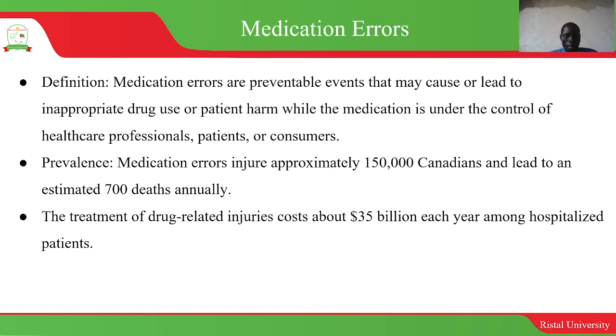drugs. Okay. Some records here also about medication errors: they injure approximately 150,000. These are data in Canada, and also led to an estimated 100 deaths annually. So you see, just errors. I mean, 700 people die annually just in Canada just because of these particular errors. I wish we could have some data for South Sudan and see perhaps it could be more than this, looking at our setup and the human resource challenges we have. The treatment of drug-related injuries costs about 35 billion each year among hospitalized patients.